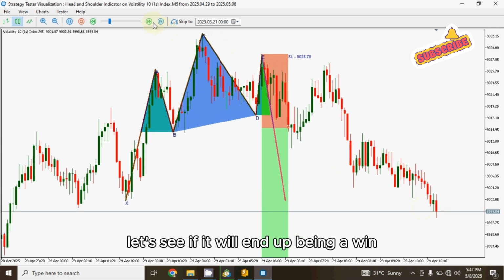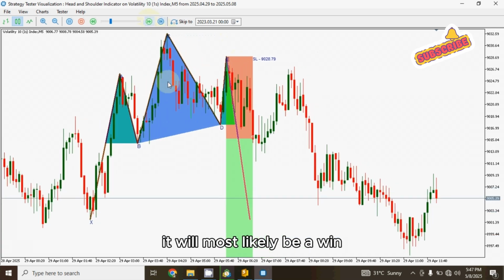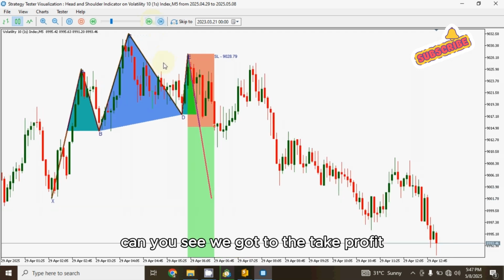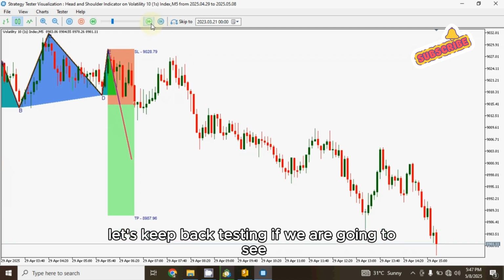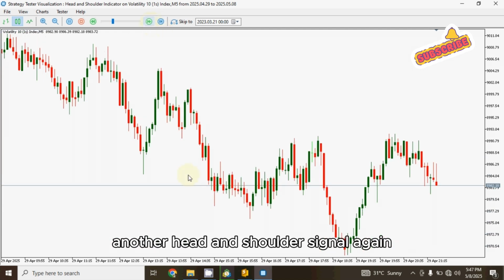Let's see if it will end up being a win. It will most likely be a win from the back test I did before. Can you see? We got to the take profit. Let's keep back testing to see if we get another head and shoulder signal.